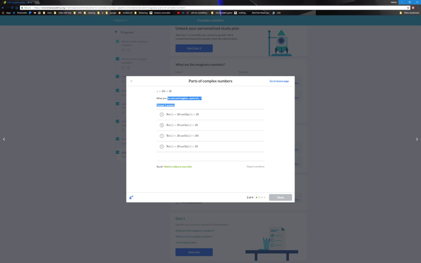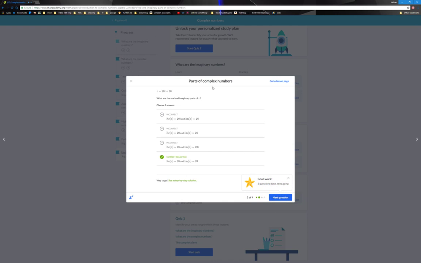So what are the real and imaginary parts of z? Well, we know that 20 is connected to the i, so 20 is the imaginary part, and 26 is not, so that is the real part. So 26 is the real, 20 is the imaginary, and the imaginary part of a complex number is written without the i.